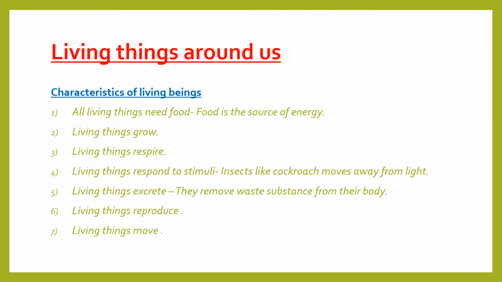Next, living things move. This is one of the most important characteristics: living things move from one place to another. In plants too, this movement is shown. How? When the seed is growing, you will find that the root system grows downward and the shoot system moves upward.